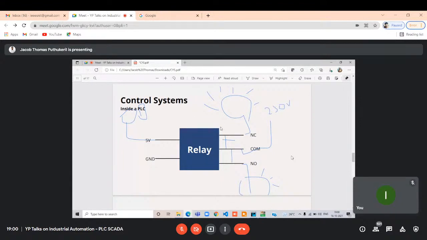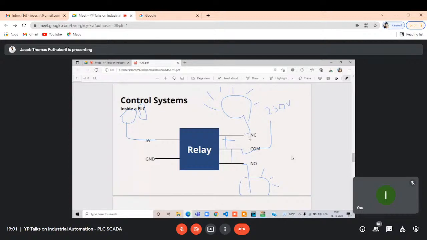Okay, so simple as that, that is being done. This logic should be understood before we move on to the logical part inside a PLC system. In a relay, we have the 5 volts and the ground, and that is the input side, or the actuating side. Here we have the sensing side, where we connect the sensors.